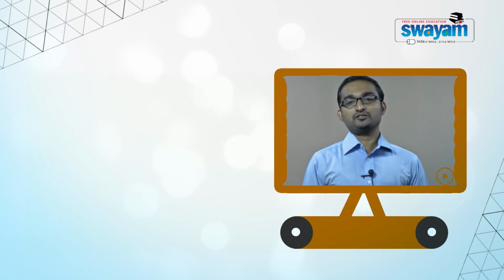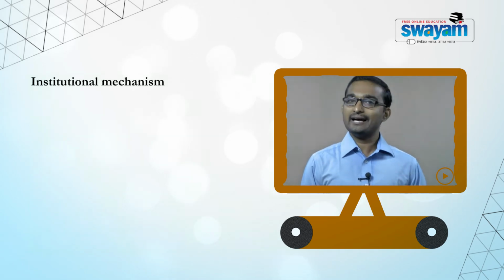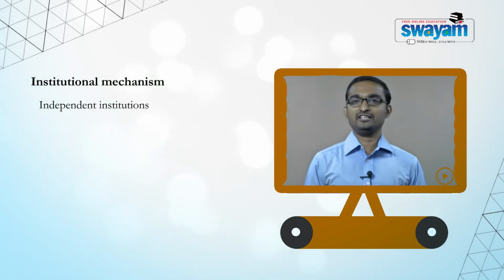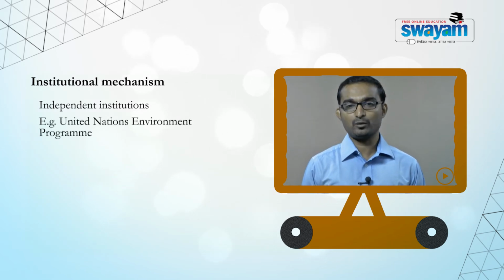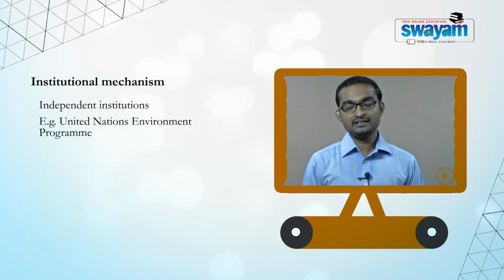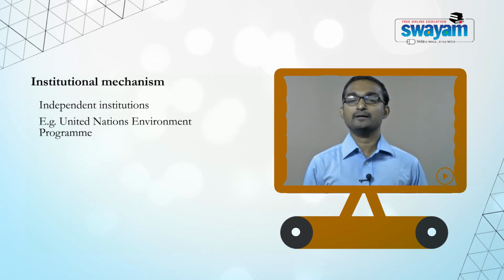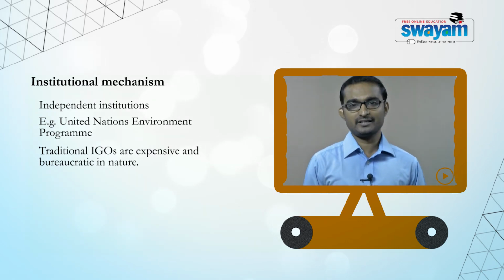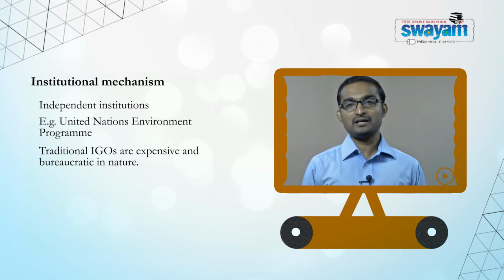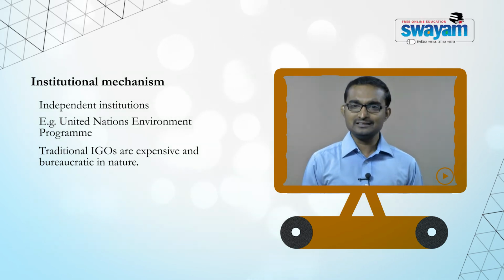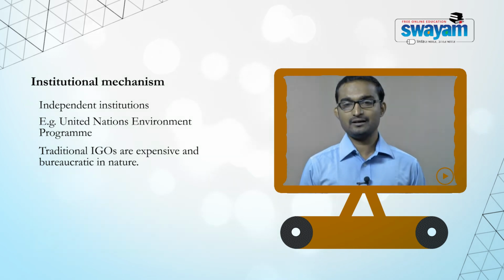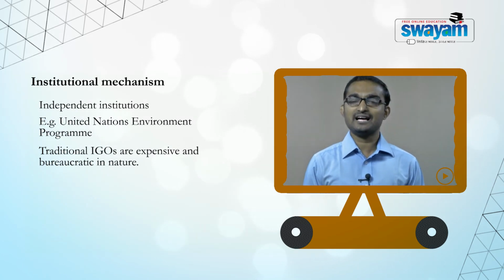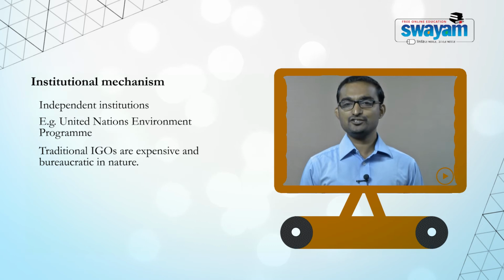Another major part of this module is the institutional mechanism, which I highlighted earlier, that there are different kinds of institutional mechanisms. For example, one could be an independent institution, say in the case of the United Nations Environment Program. Several multilateral environmental treaties depend on this institutional mechanism for their better implementation. And these traditional IGOs are nowadays not very attractive as an institutional mechanism for multilateral environmental treaties. Partly the reason is that these traditional intergovernmental organizations are very expensive to maintain, and they are also bureaucratic in nature. These are the reasons highlighted in the literature on environmental institutions.